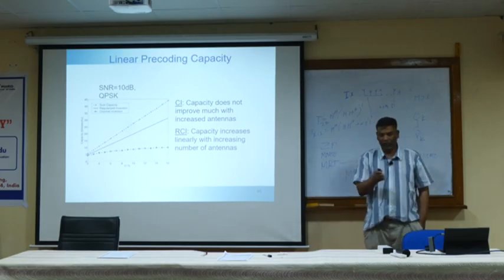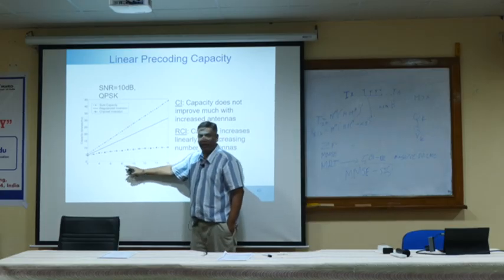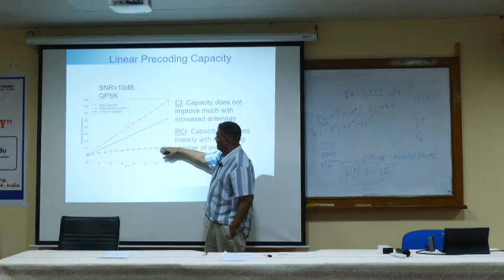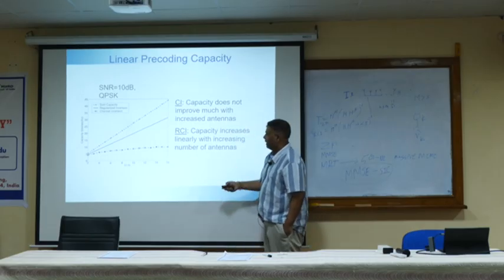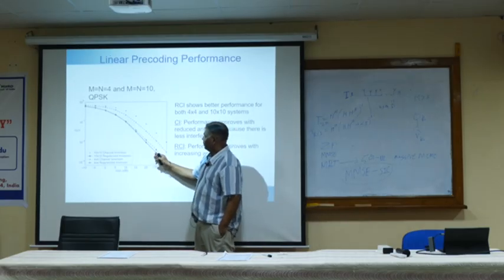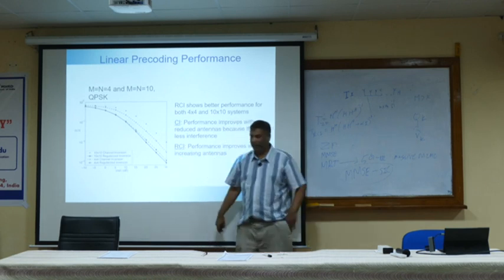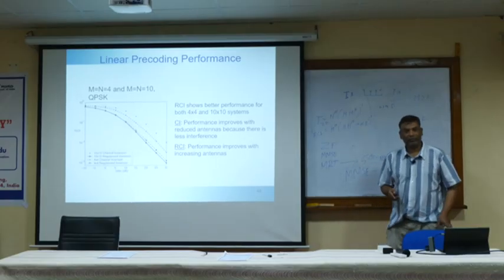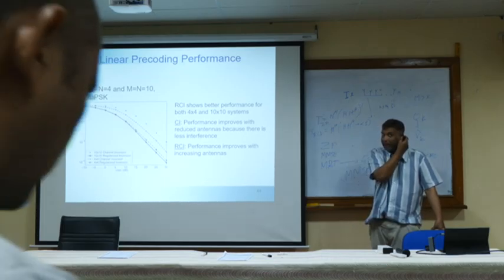You can see here M is equal to N. As antennas increase, the capacity increases, but as you can see, it's getting saturated, though normally it increases. This is for 10 users and 4 users. The performance will improve with the MIMO system because of the diversity and multiplexing trade-offs. Performance gains.